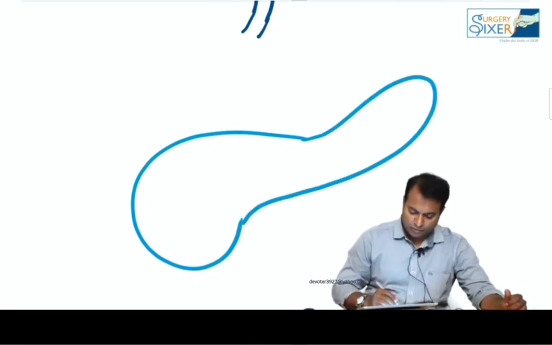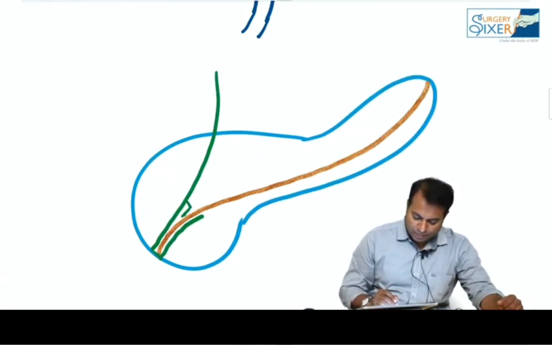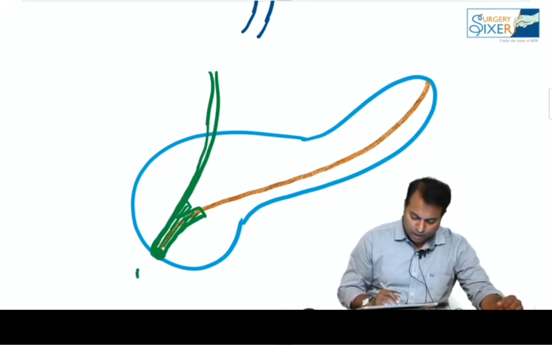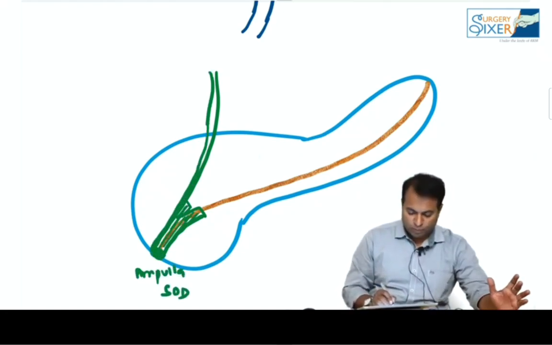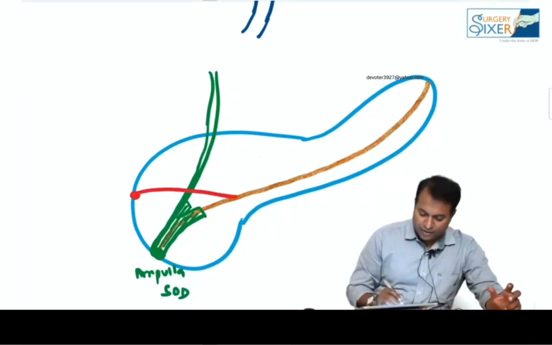So the major duct of Wirsung is the one which is draining the major part of pancreas, and this is joined by the common bile duct, and we have discussed this concept in the previous chapter. So this is joined by the bile duct and they enter into the ampulla, which is guarded by the sphincter of Oddi, all these things you know. And the minor duct is running like this. It is the minor duct of Santorini.